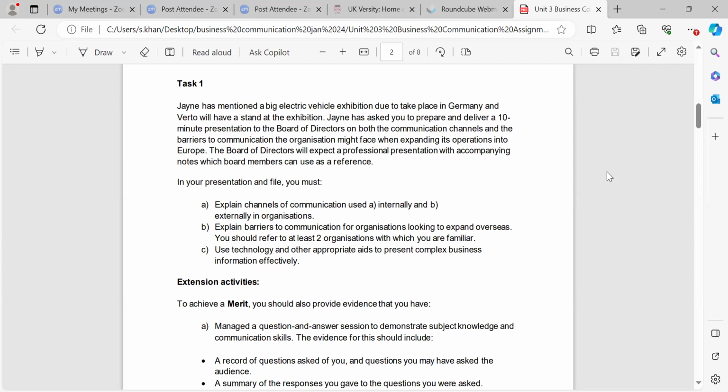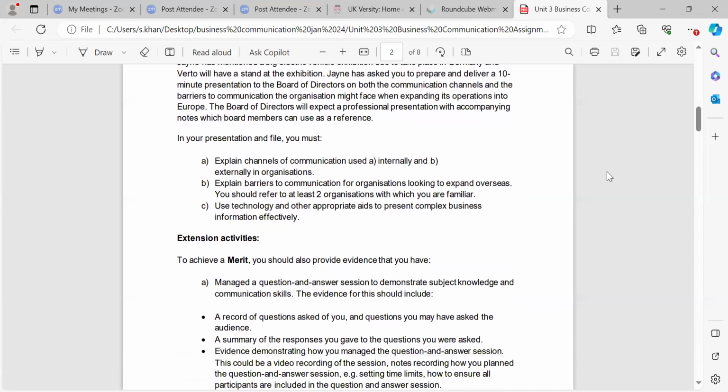So here you're going to be looking at a 10-minute presentation and looking at the barriers to communication and communication channels. The board of directors will expect a professional presentation with accompanying notes, which board members can use as reference. In your presentation and your file, you must include: number 1, A, explain channels of communication used internally, and B, externally in organizations, which we looked at in Learning Outcome 1.